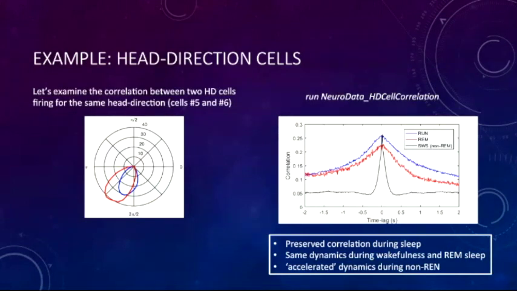So as you expect, first, these two cells fire for the same direction. So when the animal is awake and exploring, if you look at the blue curve, you see that these cells are correlated with each other. Of course, they fire together. They fire whenever the animal faces this direction. And you see here the width, which is about 2 seconds, let's say, all right?